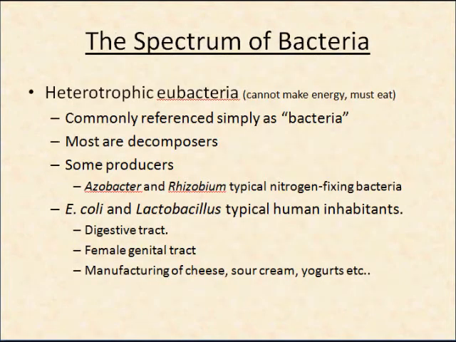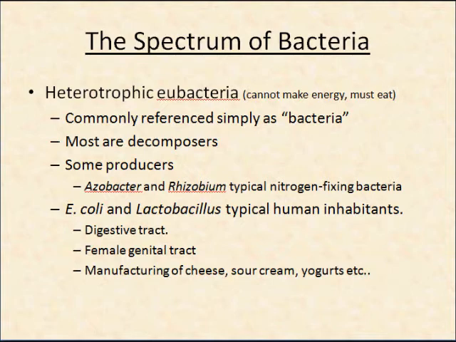Another type of bacteria, there are the heterotrophic eubacteria. They do not make energy, they have to eat, unlike the cyanobacteria, unlike the autotrophic photosynthetic organisms. And when we talk about bacteria, this is what we're largely thinking of. These bacteria are decomposers. They break down organic material, they reintroduce it into the food cycle.